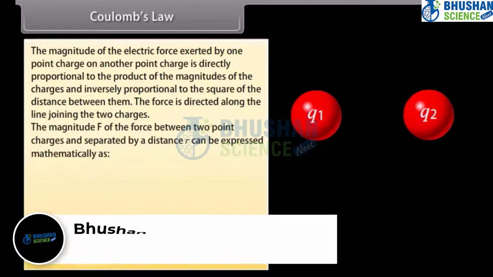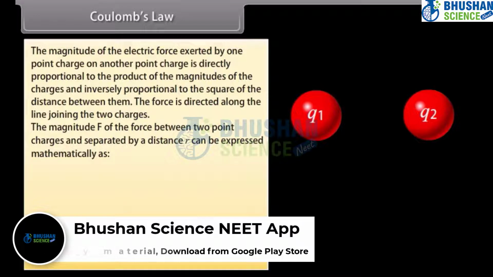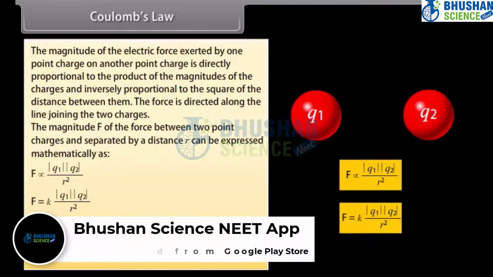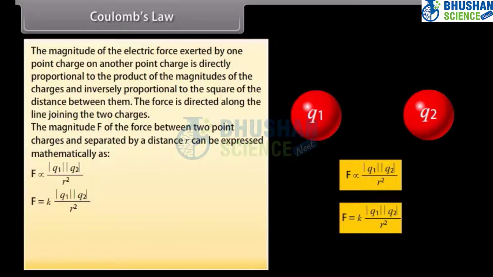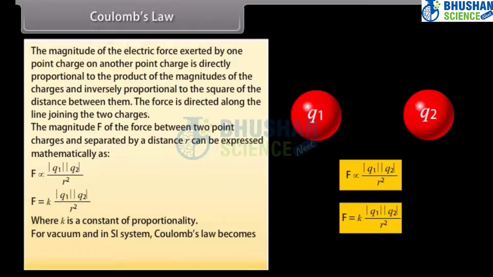The magnitude F of the force between 2 point charges Q1 and Q2 separated by a distance r can be expressed mathematically as F = K |Q1||Q2| / r². Here, K is a constant of proportionality. For vacuum and in the SI system, Coulomb's law becomes F = 1/(4πε₀) × |Q1||Q2| / r².